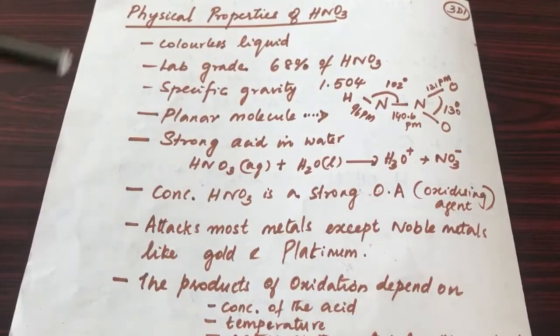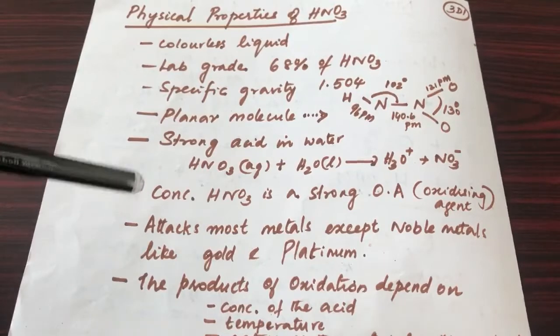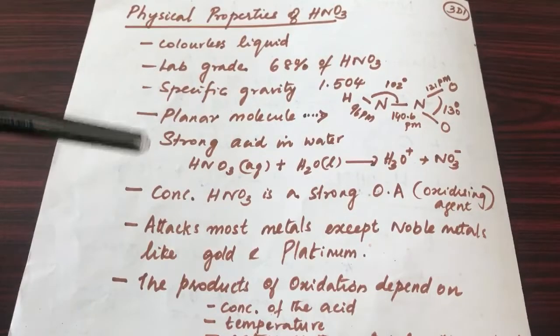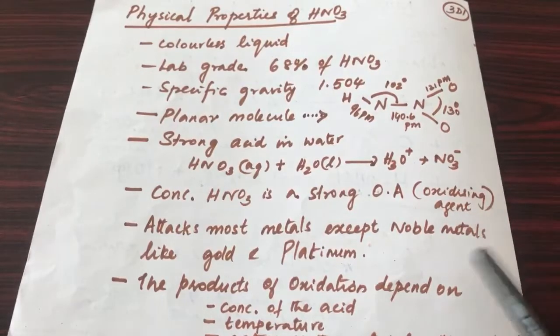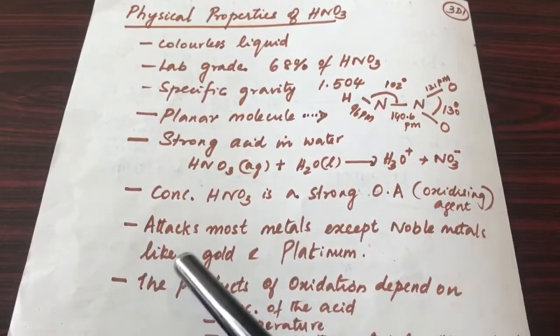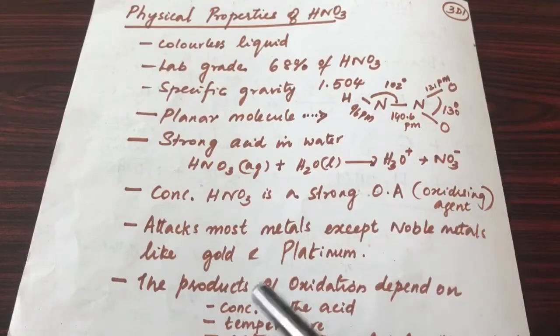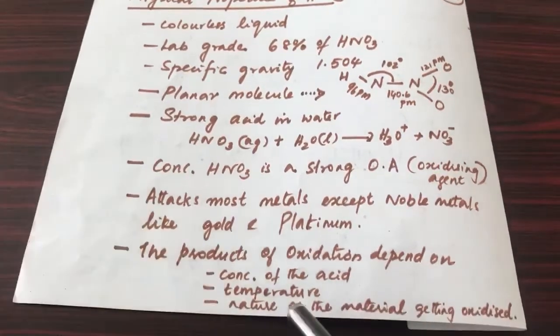So, it is a strong acid. Complete dissociation happens. Then, concentrated HNO3 is a strong oxidizing agent. I told you, we will be learning a lot about this oxidizing property. Then it attacks most metals except noble metals like gold and platinum. I told you, the products of oxidation depend on the concentration of the acid, the temperature, and also the nature of the material getting oxidized.